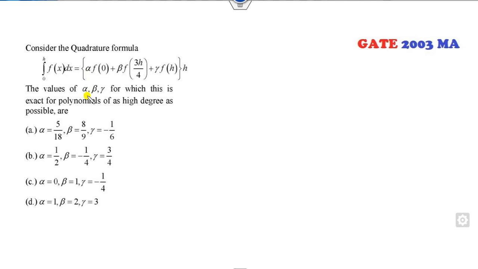Next one is find the value of alpha, beta and gamma for which degree. Now degree is not given to you, so it means my bases look like this. Fine. So let's start with the 1. If I take x as 1, on the left hand side it is h. Right hand side will be f of 0 is 1. This is 1, this is 1. So it is alpha plus beta plus gamma times h.